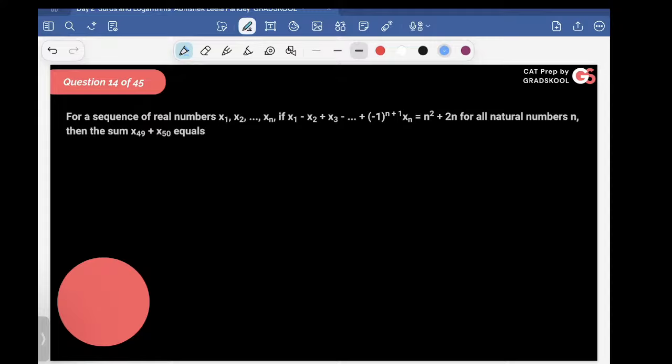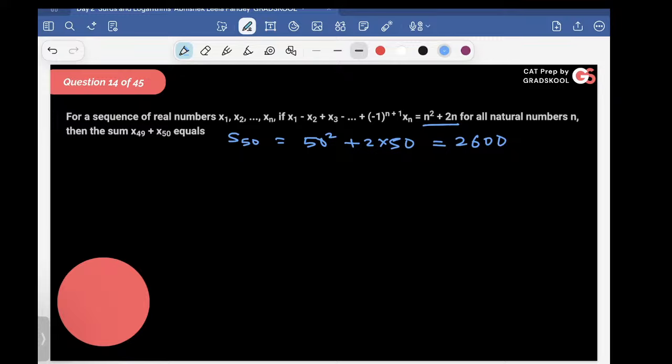Tell me something. What is the value of the sum of 50 terms? यहाँ से दिख रहा है साफ साफ. That is 50 square plus 2 into 50, which gives me 2600. Is that right?